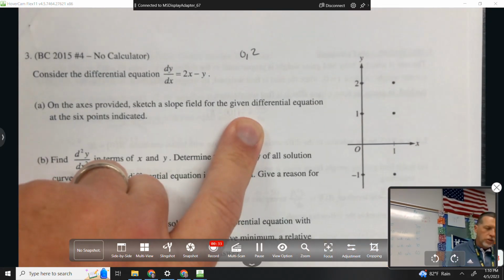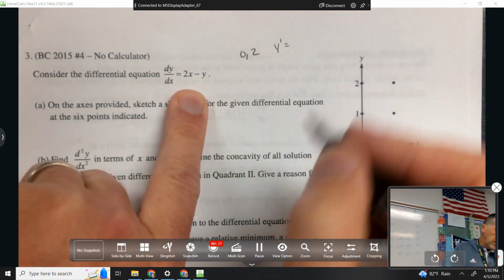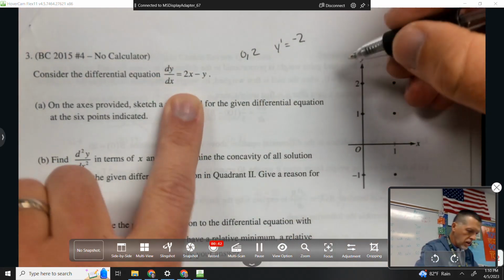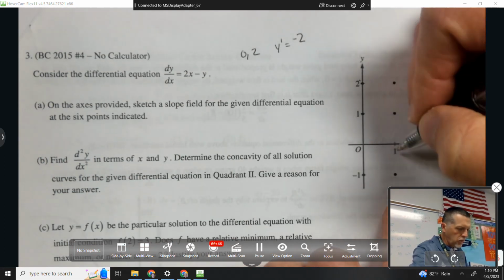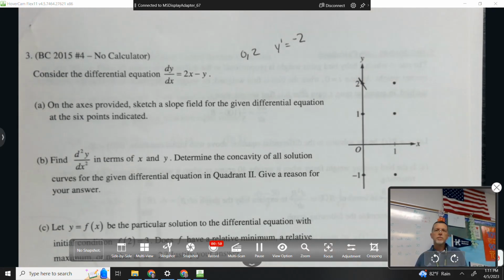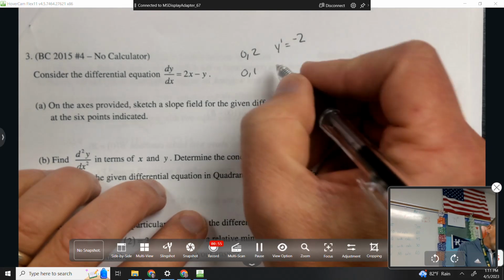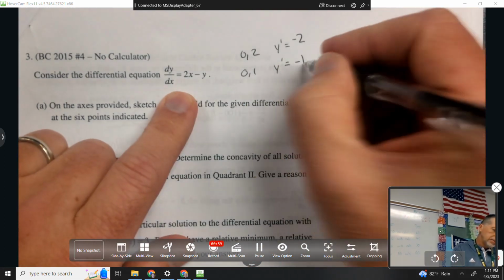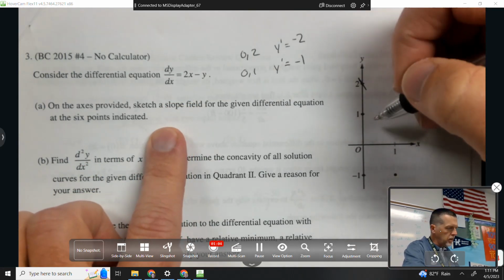So at (0, 2), y prime would be negative 2. So I'll aim to have a slope of down 2 over 1. So there's my first little slope piece. At (0, 1), y prime would be negative 1. So aim to go down 1 over 1.